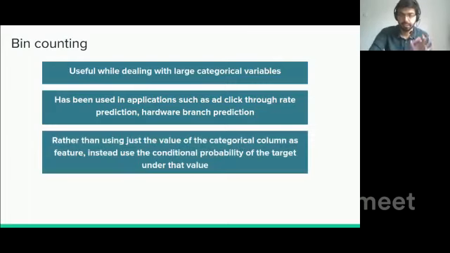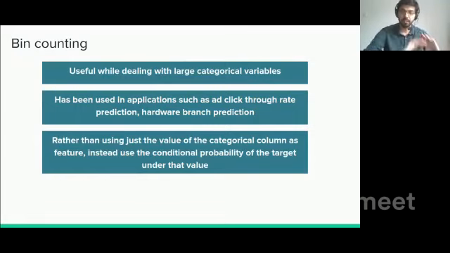So this is the concept for bin counting. Rather than using just the value of the categorical column as a feature, you instead use the conditional probability of the target under that value. There is an example for this as well that I found while reading. You will also find it. I can share links with you later, but I didn't have the time to put that in here, and it takes some time to explain.